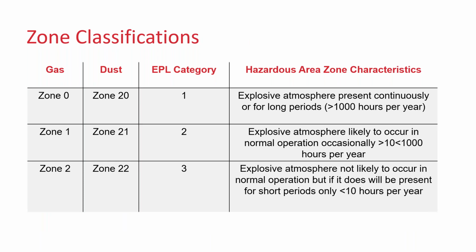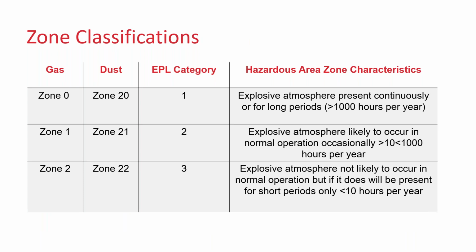So zone 0, zone 20 would be classified as an explosive atmosphere which is present continuously or for long periods of time, greater than 1,000 hours per year. Zone 1 for gas, 21 for dust is EPL category 2, and this is where an explosive atmosphere is likely to occur in normal operation and generally for periods between 10 and 1,000 hours per year.